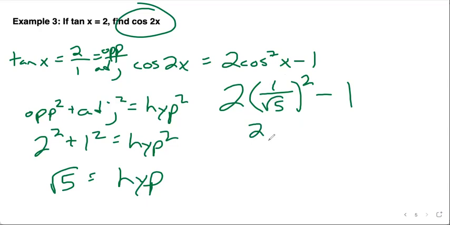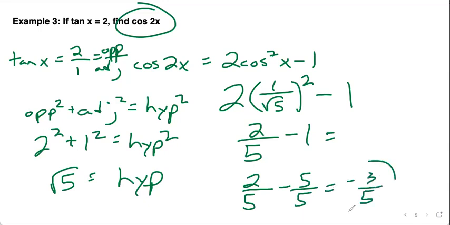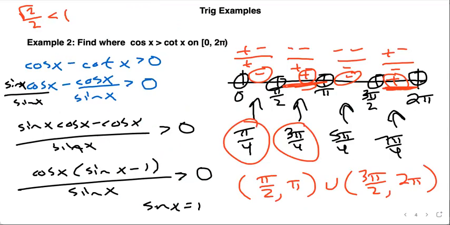1 squared is 1, square root of 5 squared is 5, 2/5 minus 1. Get your common denominator, and you will get a final answer of negative 3/5. That's how you apply trigonometry with problems, whether it be just a ratio of different sides like example 3, or equations or inequalities like example 2 or example 1.